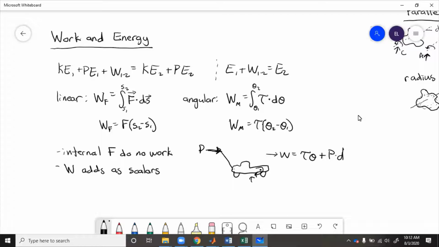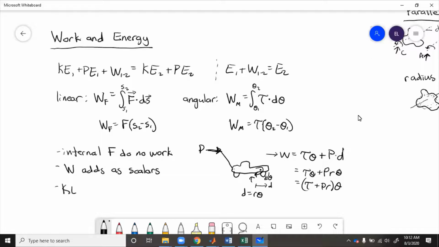But the angle that these wheels spin, theta, is related to the distance by d equals r theta, which is the distance that the wheel has turned. It's the same as the arc length formula. So in that, we would have work equals torque times theta plus force times r times theta, equals torque plus PR times theta. So this just shows that you can add the works together.